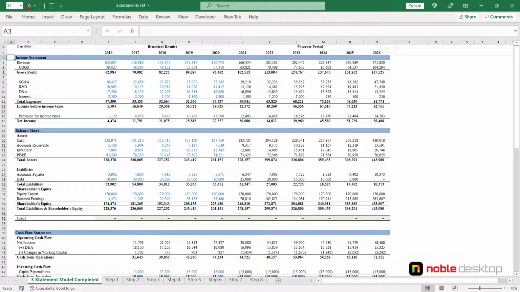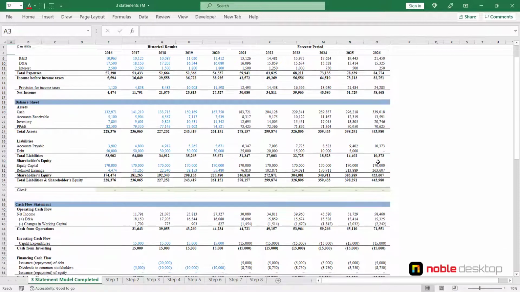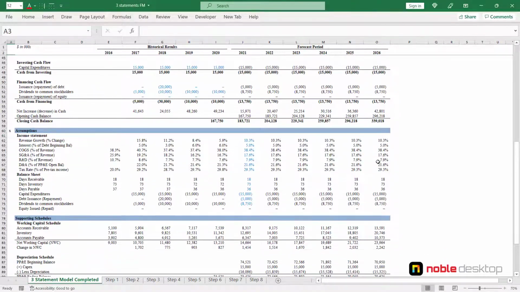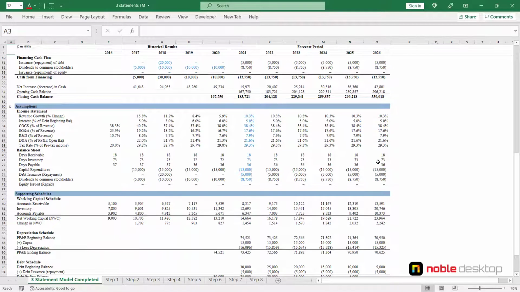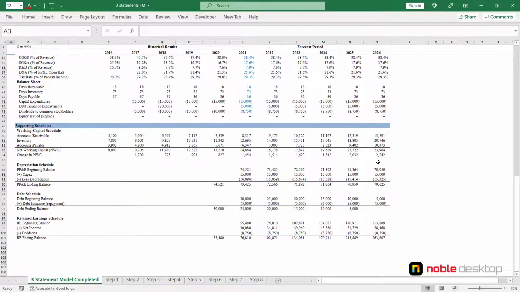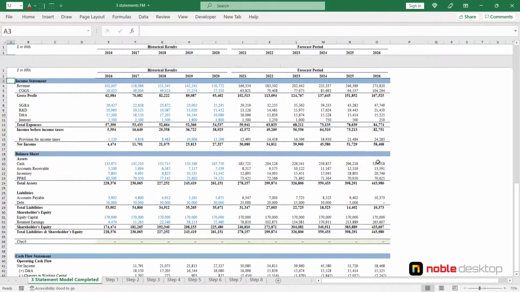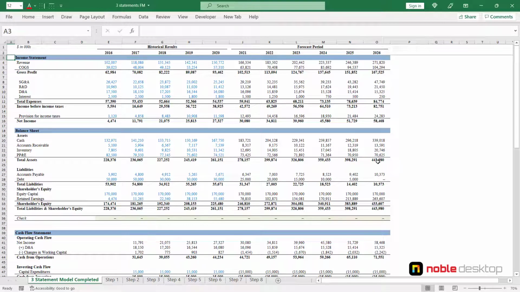A three-statement model links the income statement, balance sheet, and cash flow statement into one dynamically connected financial model. Three-statement models are the foundation on which more advanced financial models are built, such as discounted cash flow, or DCF, models, merger models, leveraged buyout, or LBO, models, and various other types of financial models.